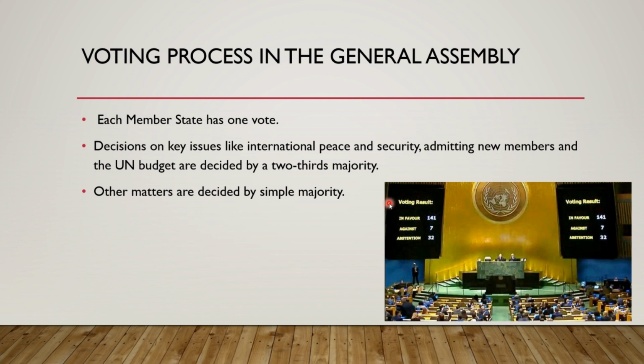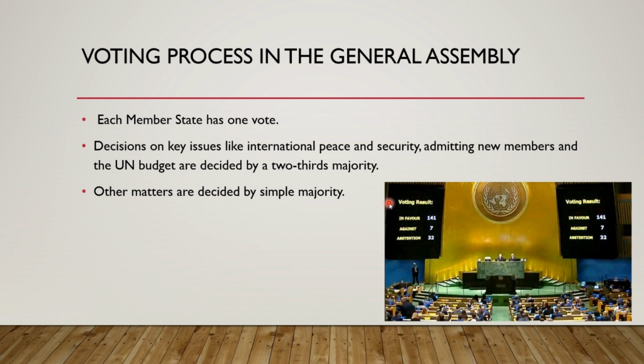Now you must be thinking, what is the difference between simple majority and two-thirds majority? The answer is that simple majority means when more than half of the countries are in favor of a proposal, the proposal is accepted. But if more than half of the countries are not in favor of a proposal, the proposal is not accepted.